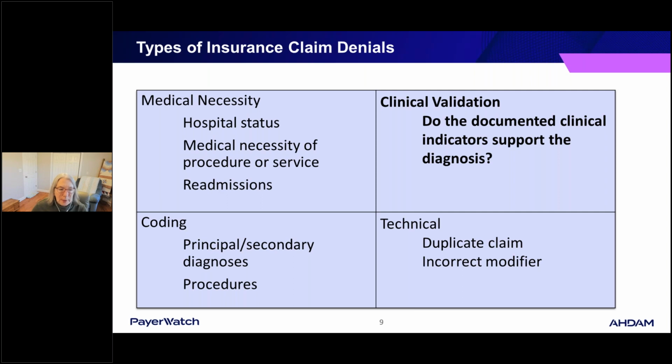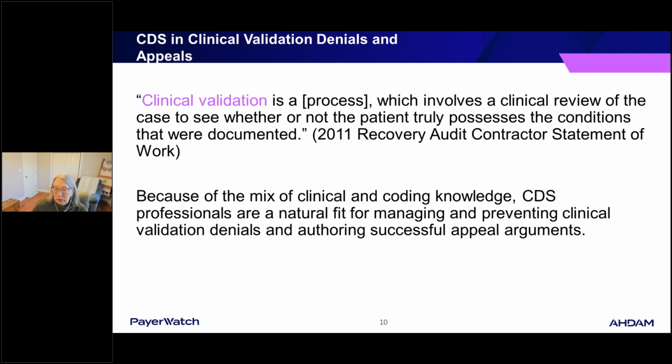Okay, medical necessity, which covers hospital status, medical necessity of procedures or services, or readmissions. Coding, you all may be a little bit familiar with. Coding of principal and secondary diagnoses, procedures, and other coding issues. Technical denials are things like the billing office sent in a duplicate claim or used an incorrect modifier. Those can sometimes be appealed as well. Or clinical validation, that's one we're going to talk about today. Clinical validation asks the question of whether the documented clinical indicators in the medical record support the diagnoses that were placed on the claim. So that's kind of the basis for clinical validation.